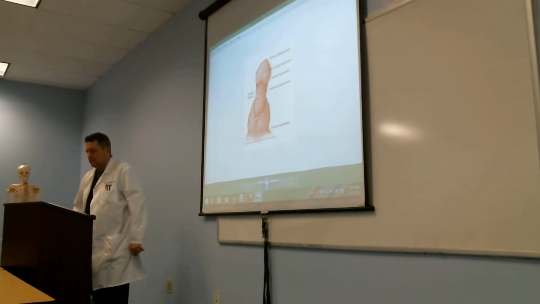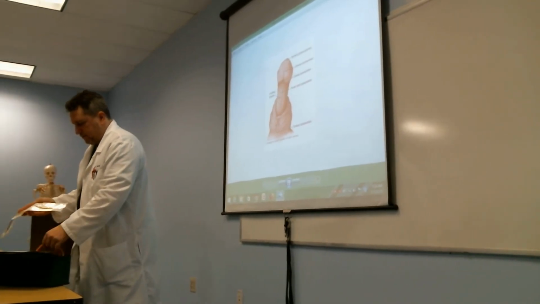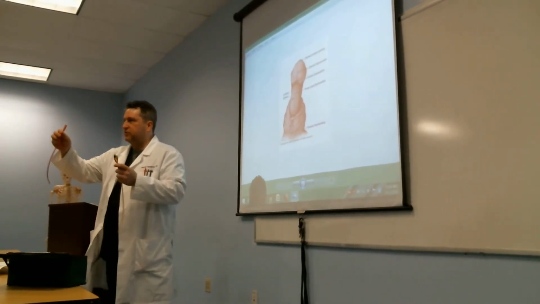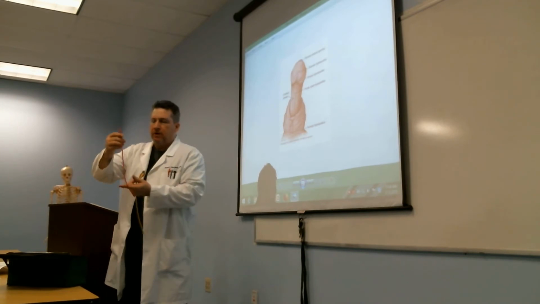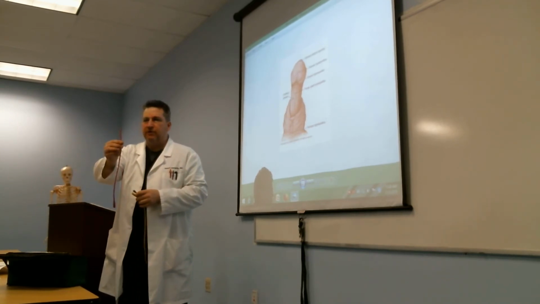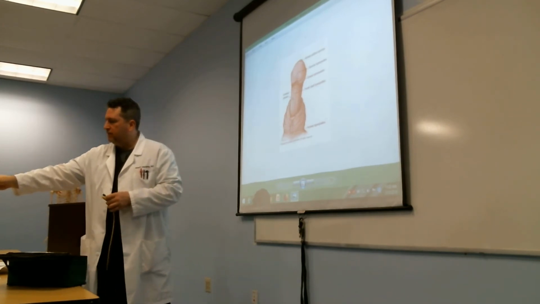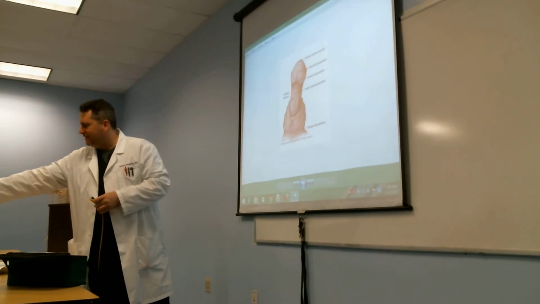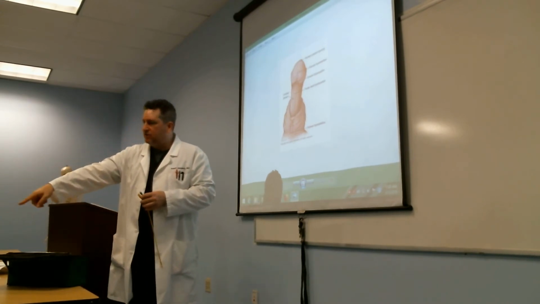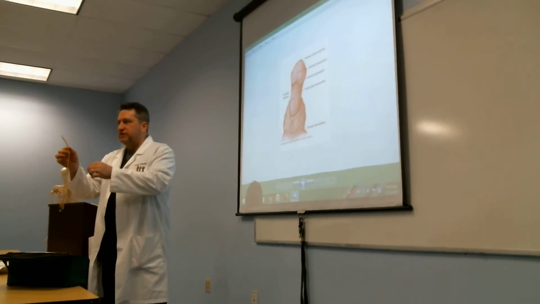There's a catheter. This is a straight catheter. Notice it has a hole at the top. This is going to go up the urethra into the bladder, and the urine's going to drain through that and then out the bottom. You can see that right there. That's the used one.